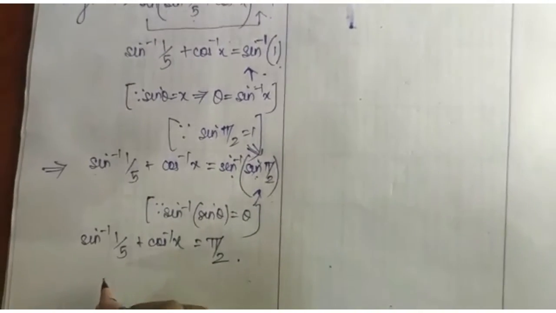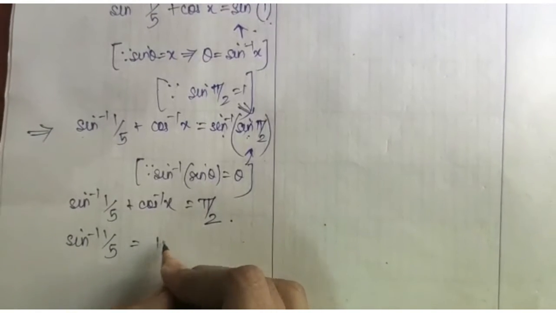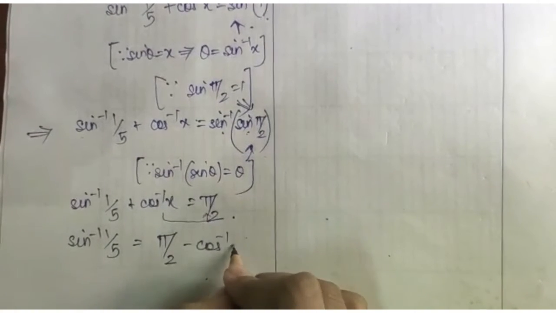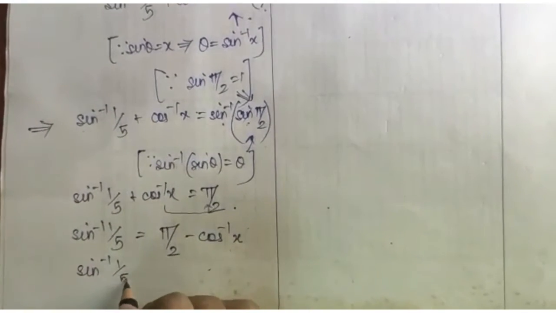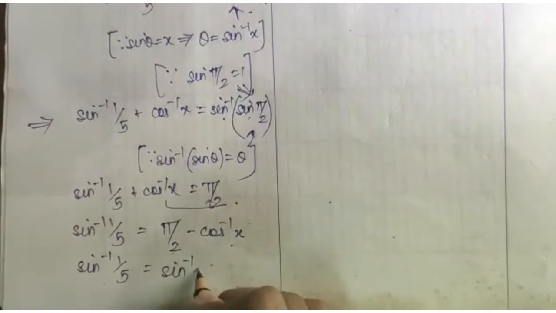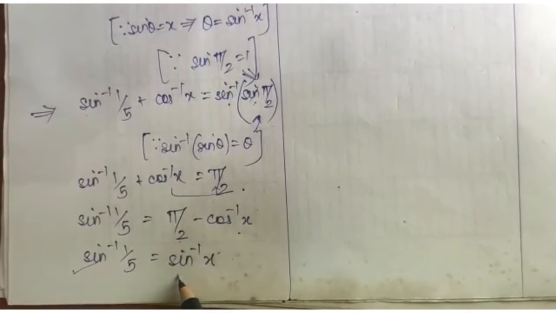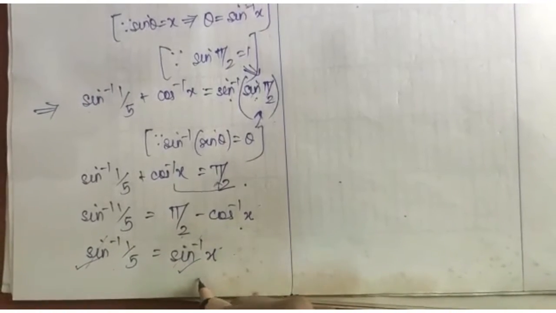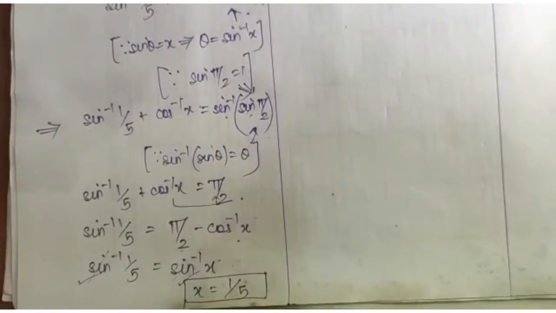Now we will keep this sine inverse of 1 by 5 as it is and this pi by 2 also, and we will take this cos inverse of x to the other side. So it becomes pi by 2 minus cos inverse of x, which is sine inverse of x. In this sum, in the LHS also it is sine inverse and in the RHS also it is sine inverse. So sine inverse gets cancelled. Hence our value for x is equal to 1 by 5. So this much simple the question is.